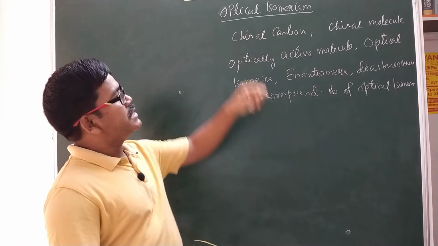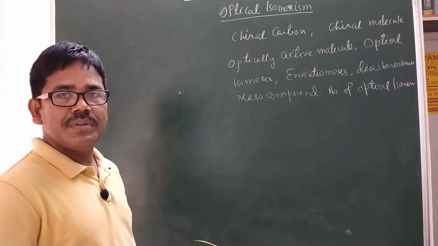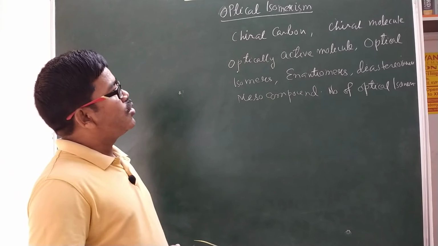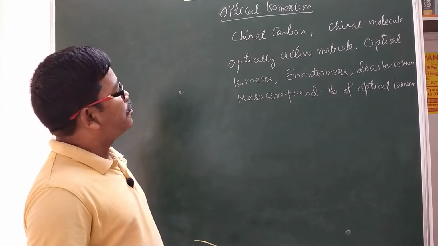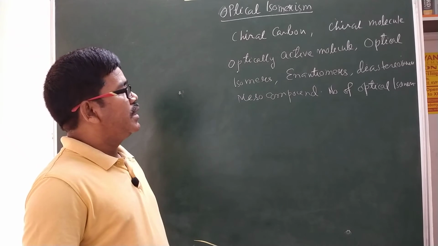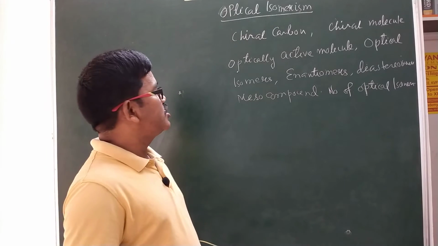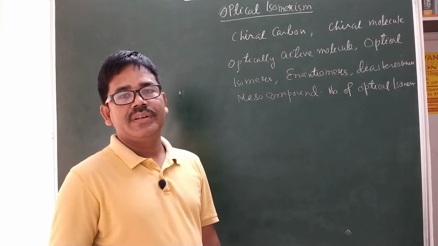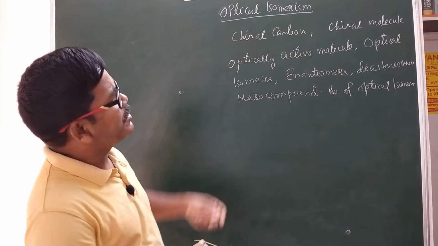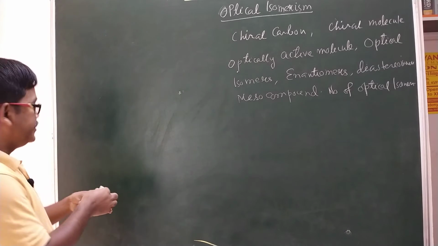In case of optical isomerism, we should know different terms and their examples. Like we should know chiral carbon, chiral molecule, optically active molecule, optical isomers, number of optical isomers, enantiomers, diastereoisomers, and meso compound. These are the things we need to cover. First, let me discuss what is called chiral carbon.